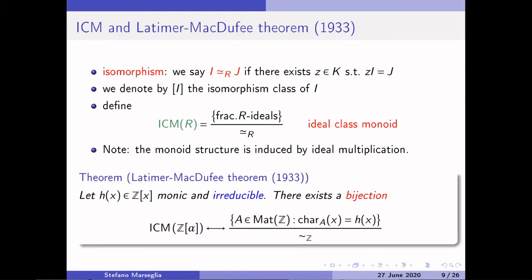All right, but let's get immediately to the main theorem that gives us the connection between the conjugacy classes of matrices and this object that I just defined. This is the Latimer-MacDuffee theorem from 1933. Let H be a polynomial as before, so monic irreducible with integer coefficients. There exists a bijection between the monoid of the ideal classes of the monogenic order of the field, so the order Z[alpha], and the conjugacy classes of integral matrices with characteristic polynomial equal to the polynomial H. So this tilde Z means Z-conjugation, as I defined it before.